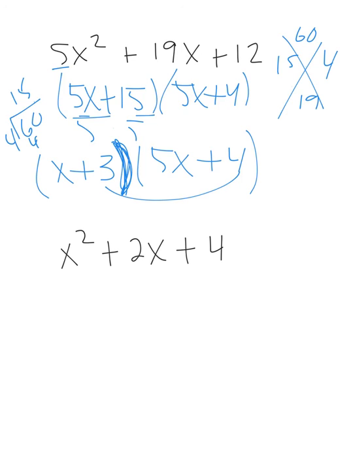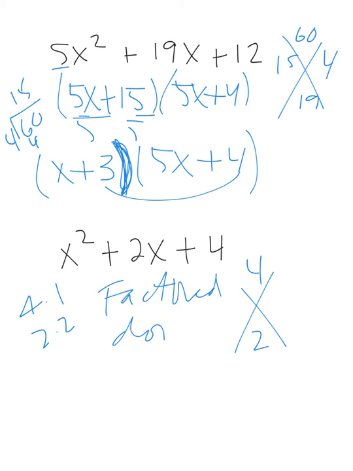Last one on this page, x squared plus 2x plus 4. Let's see, 4 and 2. What numbers multiply to get you to 4 that add to get you to 2? Well, I got 4 and 1 and 2 and 2. Nothing is going to work. This is factored. This is done. Cannot do anything else with this one. Don't let this one trick you, please. Don't tell me it's x plus 2, x plus 2. Just take your time.